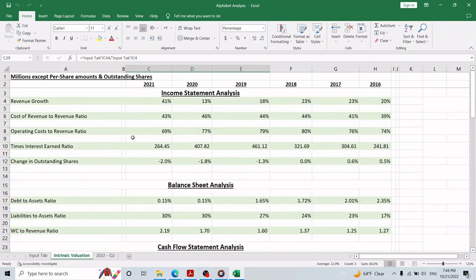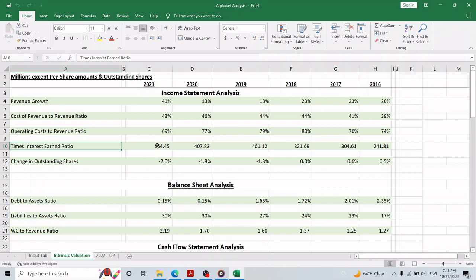So the revenue has been growing every year. It's true that in 2020 it did not grow as much as the years before, but I mean, it's still growing. And that's something very positive for any company, that the revenue is continuing to grow. The cost of revenue and operating costs are stable. They're in the 40% and in the 70%. And actually, if you look at the prior few years, they are going down, which means that Google is managing their expenses much better than before.